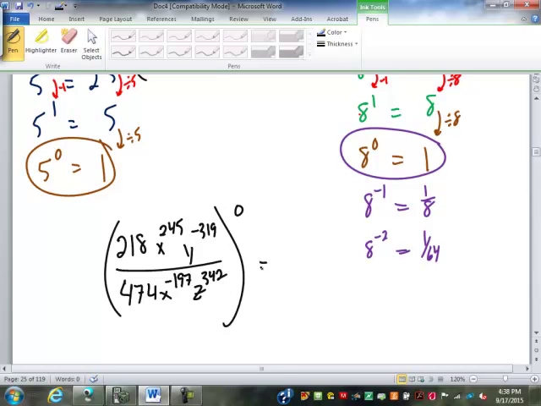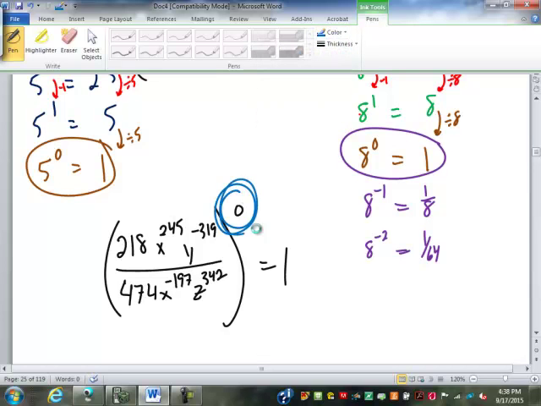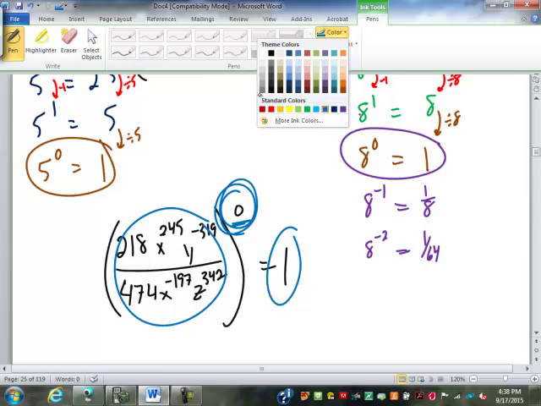One. There you go. That's 1. Because it's all to the power of 0, it has to equal 1. Doesn't matter. None of the rest of this matters. It's all to the power of 0. Thank God.